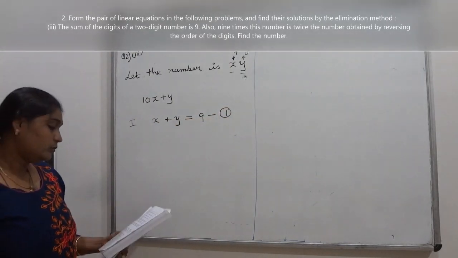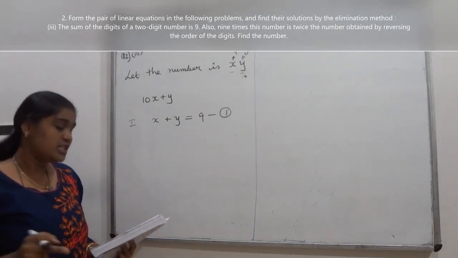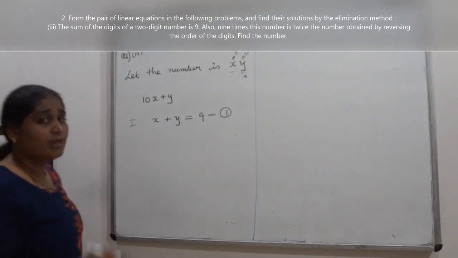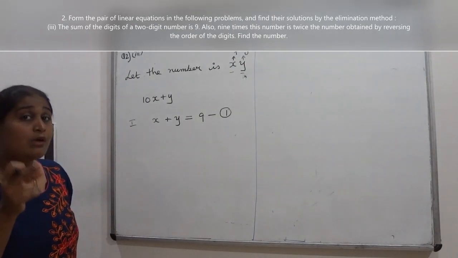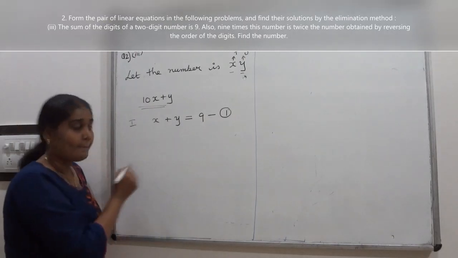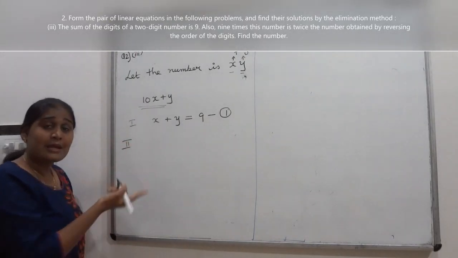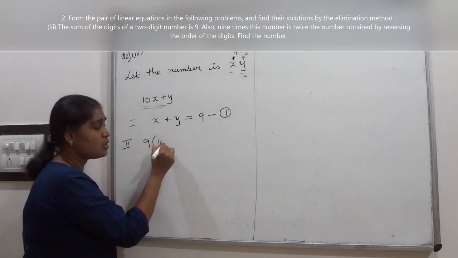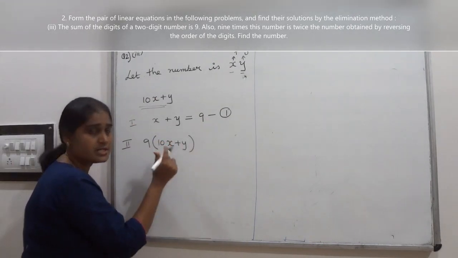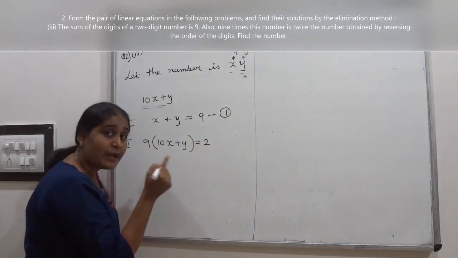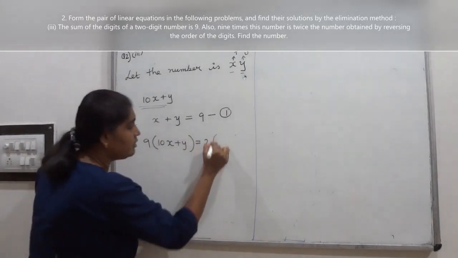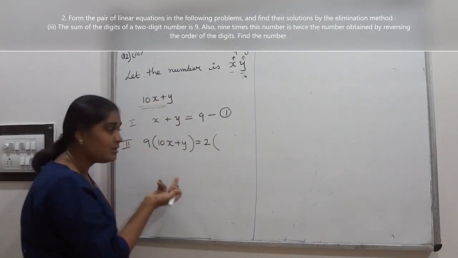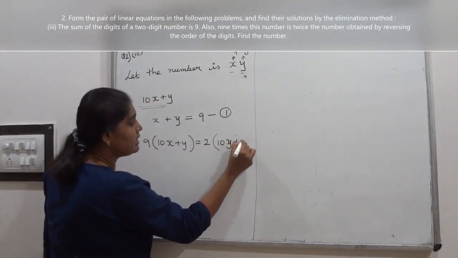The second one. 9 times this number is twice the number obtained by reversing the order of the digits. 9 times this number. Whenever you see reversing the digits, you have to take the original number, that is 10x plus y. So according to the second statement, 9 times means 9 multiplied by this number. This number means the original number, 10x plus y. 9 times this number is twice the number obtained by reversing the digits. Reversing the digits means in place of x you have to write y, and in place of y you have to write x. So I can write it as 10y plus x.